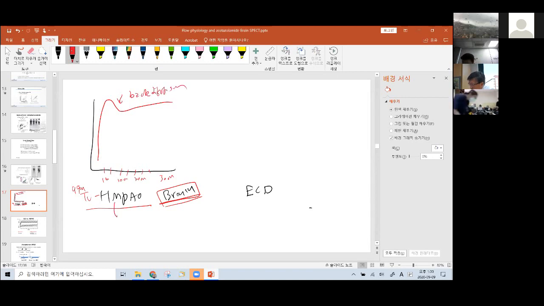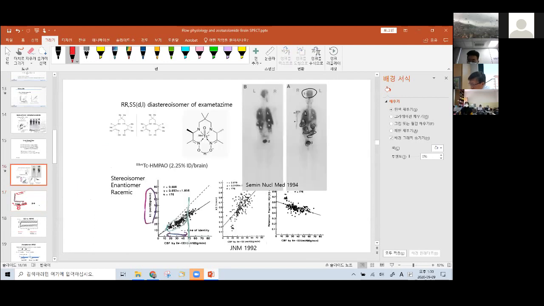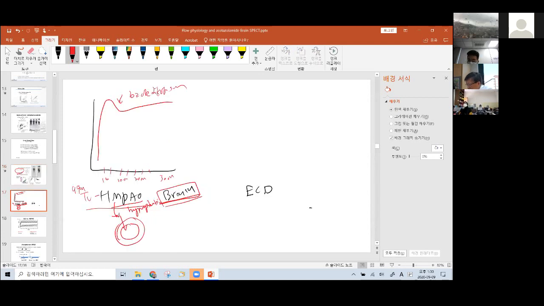Why? Because the HMPO is taken up by the cells. Because these are too hydrophobic. This kind of structure is really hydrophobic. And from the standpoint of the HMPO, the membrane is nonexistent. It's kind of transparent, and it reaches inside the cell.